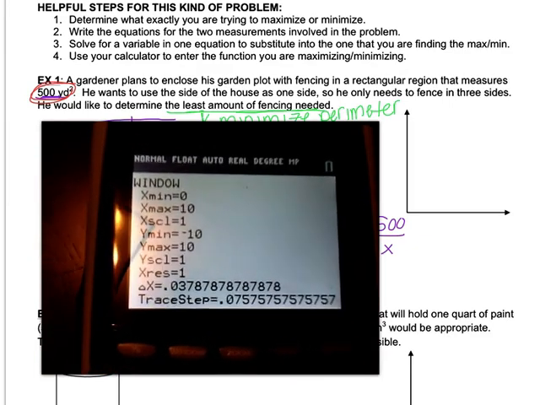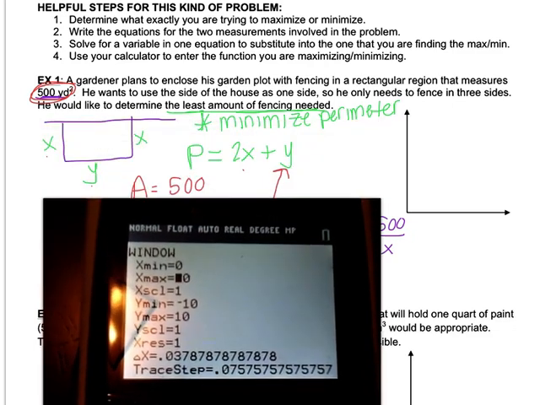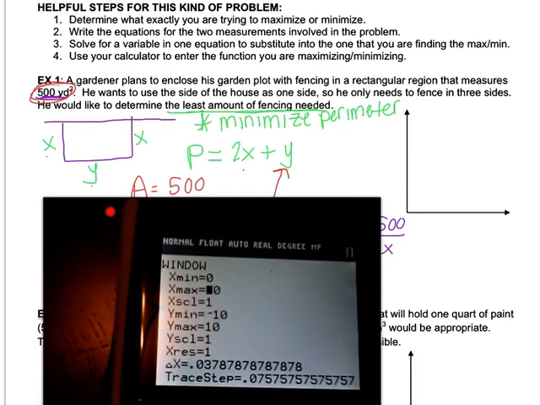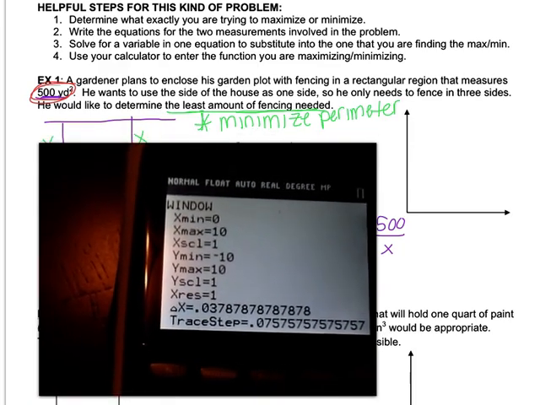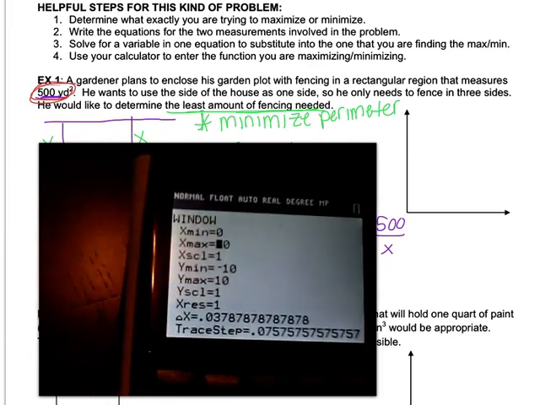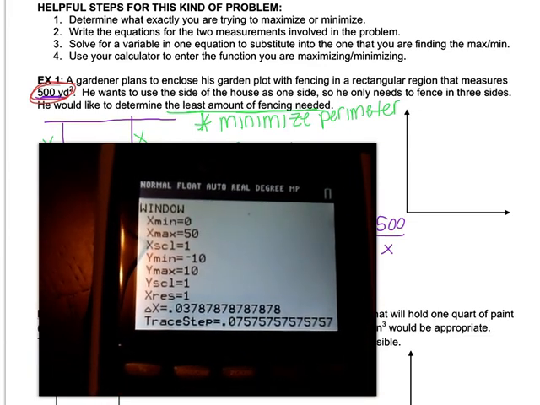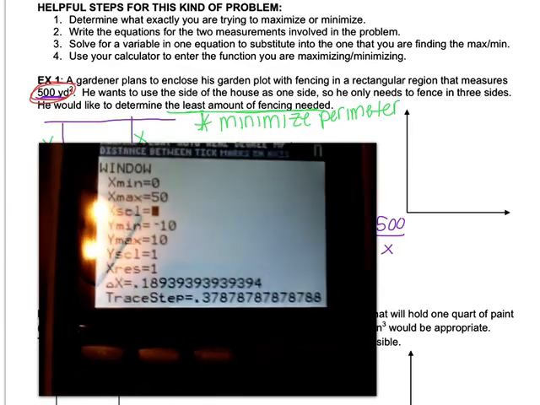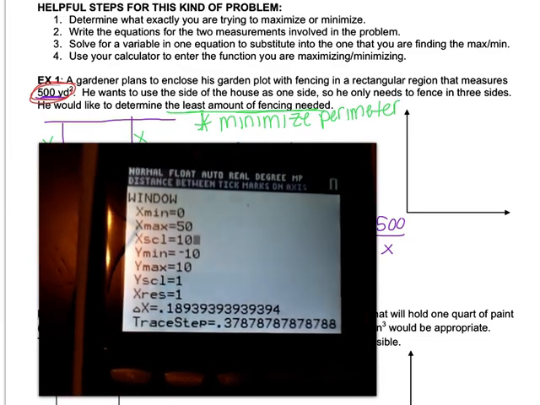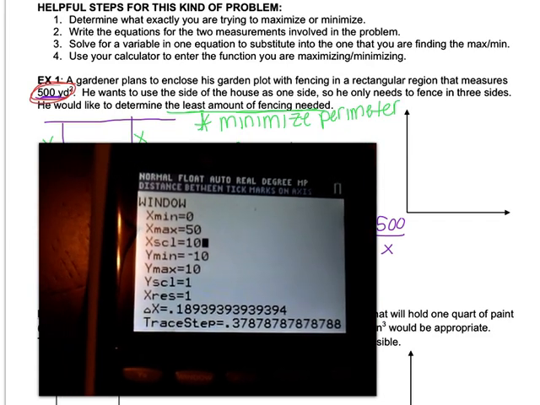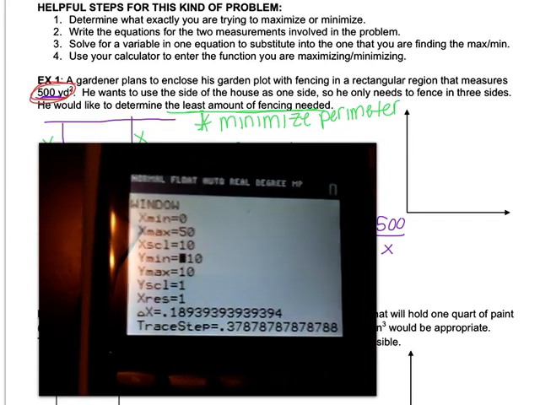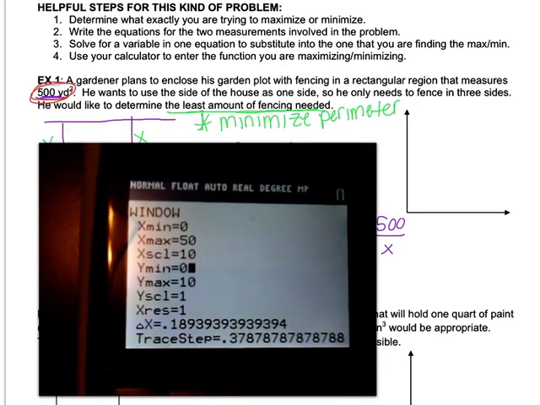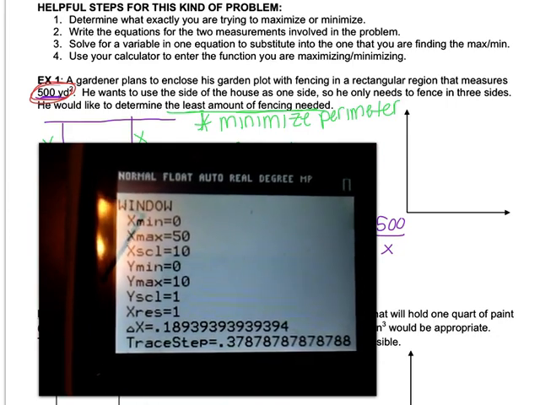My x max, remember x in this case is representing the length of two of those sides. So what would make sense to put in for a length of a garden plot? I have no idea, but I'm just going to say, let's say 50 yards. And then I'm going to scale that by tens so I don't have too many lines on my axis. The y values, since this is a function of perimeter, y is going to represent that perimeter. I obviously don't need negative values for that.